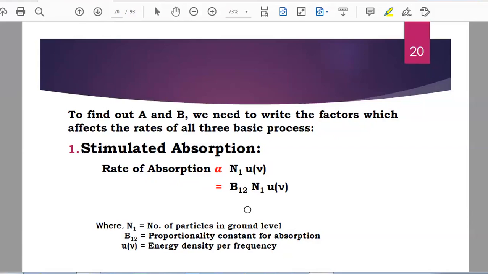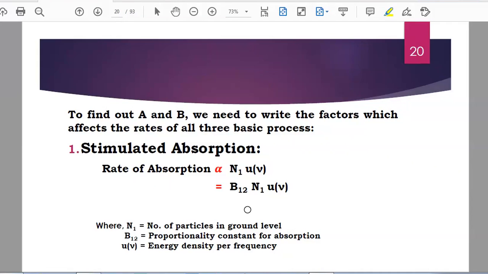Look at which parameters this process depends on. Those who have attended the lecture earlier can easily identify that this particular process depends on the number of particles, and the second thing is the energy which we are supplying from the external source. Since we write energy per unit volume, we write it as energy density, and energy density generally depends on the frequency of the applied source. So that's why we write U, and in bracket nu: energy density is a function of frequency. So there are two parameters on which this first process depends.